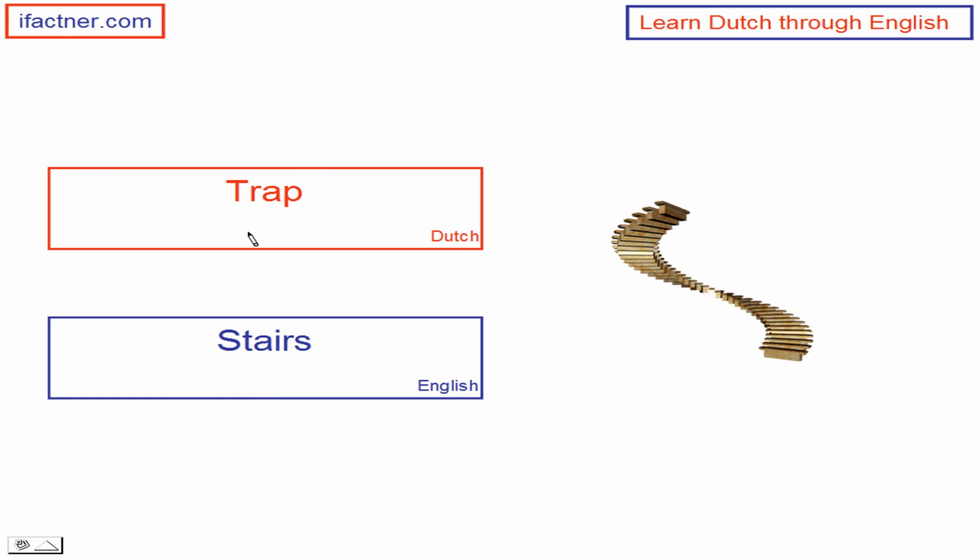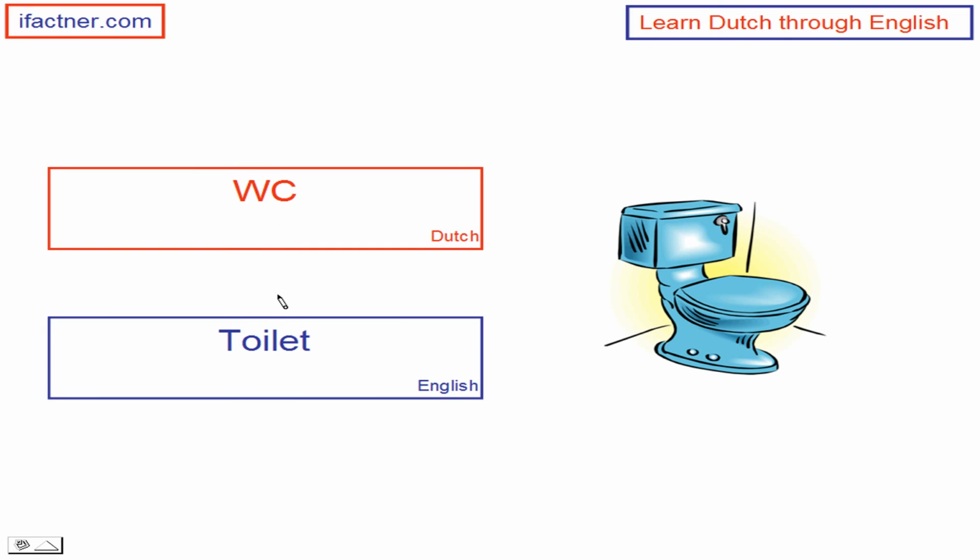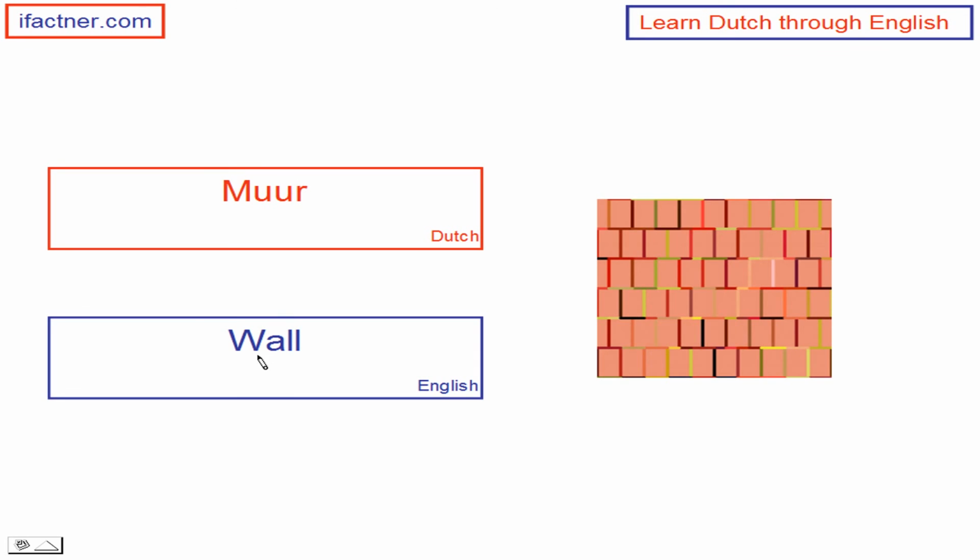Stairs is trap, T-R-A-P, trap. Toilet is WC, WC, or you can say toilet. Wall is muur, M-U-U-R, muur.